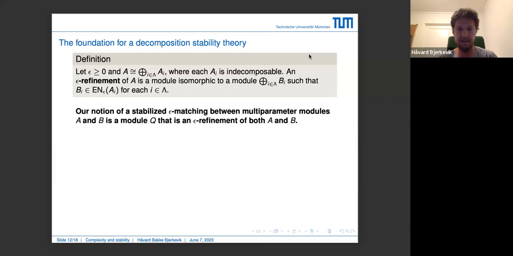So our notion of stabilized epsilon matching is simply a module that's an epsilon refinement of A and B at the same time.